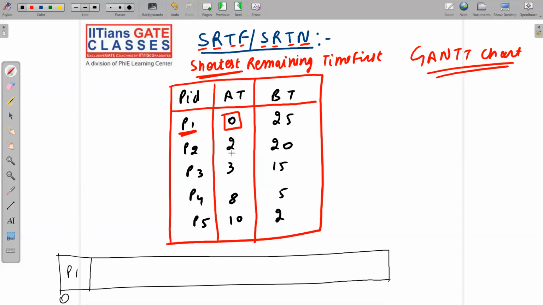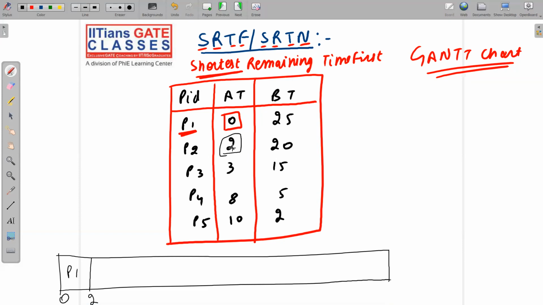Now at time 2, P2 is coming. So obviously from 0 to 2, we have no choice. We have to execute P1 only on the CPU. At time 2, or you can say at 2 units of time, this unit can be seconds, nanoseconds, whatever may be the case.